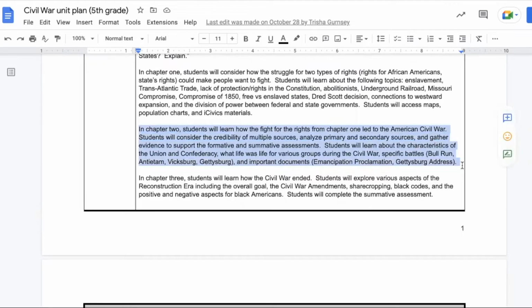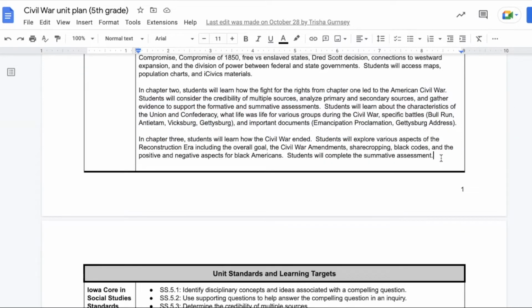In Chapter 2, we look at how the fight for rights led to the American Civil War. Within this section, we're checking the credibility of sources, analyzing primary and secondary sources, and gathering evidence. Students will compare and contrast the Union and Confederacy, how life was affected for various groups, and 4 specific battles: Bull Run, Antietam, Vicksburg, and Gettysburg. We'll also take a look at the Emancipation Proclamation and the Gettysburg Address. In the final chapter, we're looking at how the Civil War ended. This includes the Reconstruction era, Civil War amendments, sharecropping, and Black codes.